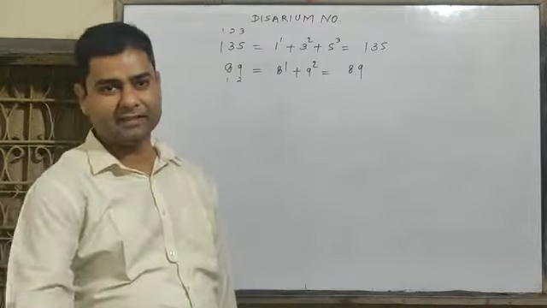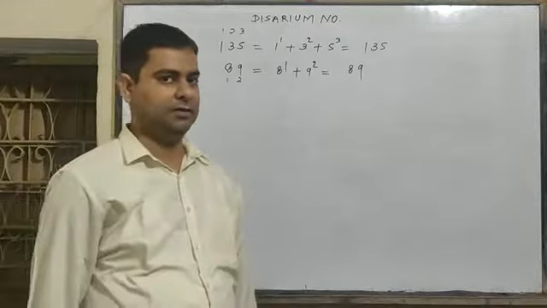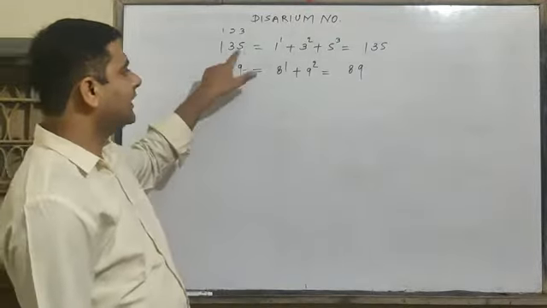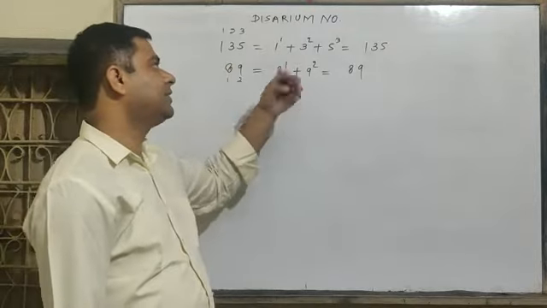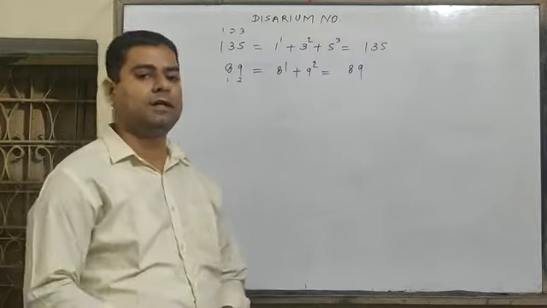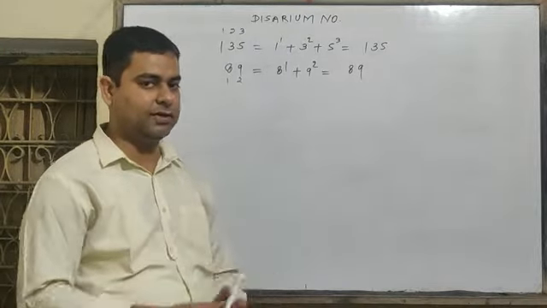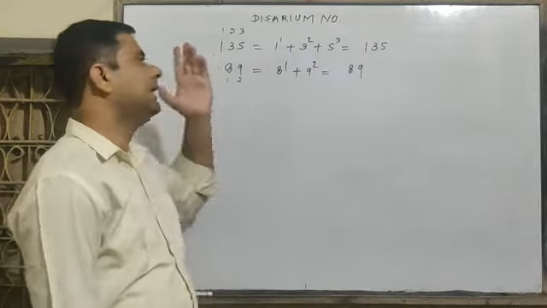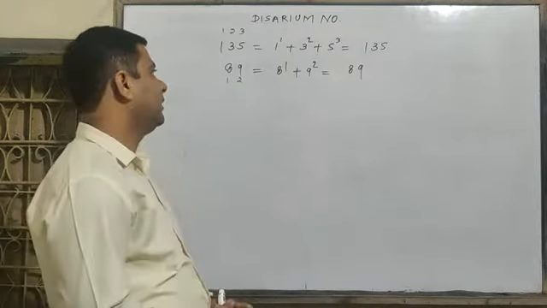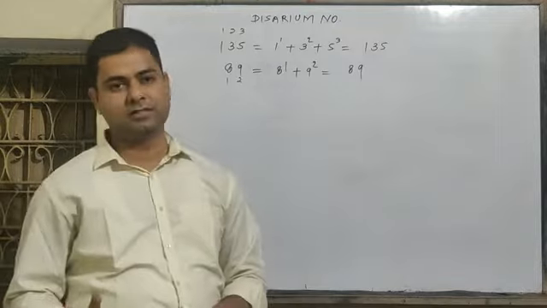For any other digit, it will be calculated as raised to the power 3. So this is the logic. If 135 is there, then 1 raised to the power 1, 3 raised to the power 2, 5 raised to the power 3. So the sum of the digits raised to the power of their respective positions should be calculated, and then the sum must be equal to the number itself. If this condition is true, the number will be a Disarium number, otherwise not.